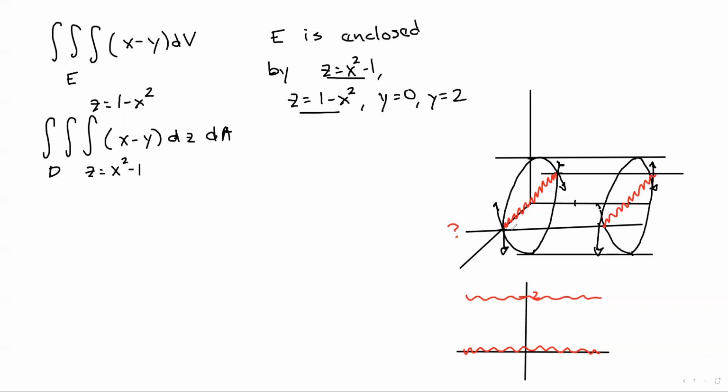Well, to figure that out, this line here is where these two curves intersect. To figure out where things intersect, you set them equal. So you could do x squared minus 1 equals 1 minus x squared. And if you do that, you're going to get 2x squared equals 2, x squared equals 1, and then x equals plus or minus 1. That tells us that this is going to be x equals 1 and x equals negative 1.